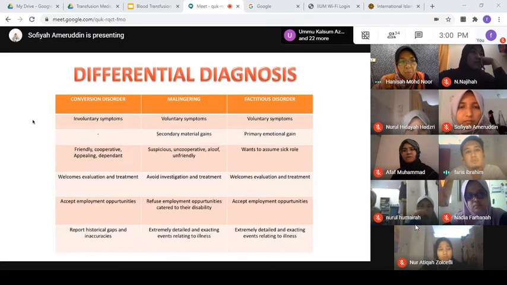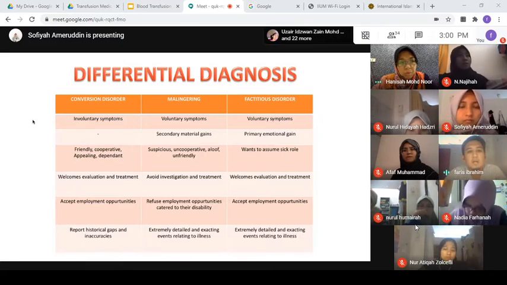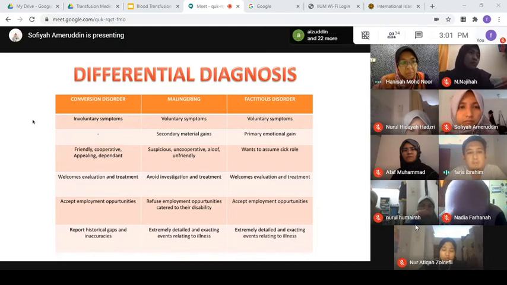The patient did not aim to get that illness, and normally they are cooperative, they are friendly, and they welcome the evaluations and treatment because they want to be healthy, and they accept employment opportunity if the disease persists. Okay.